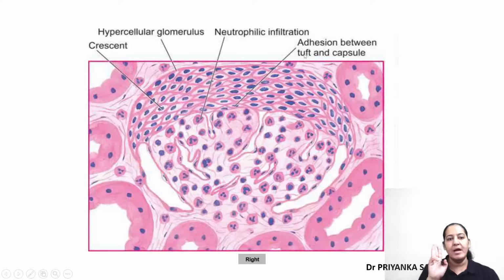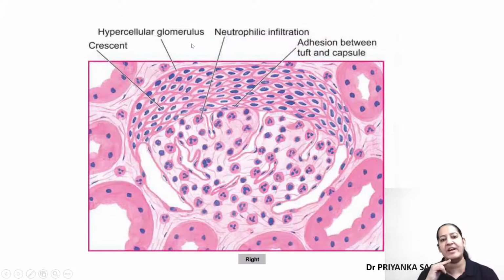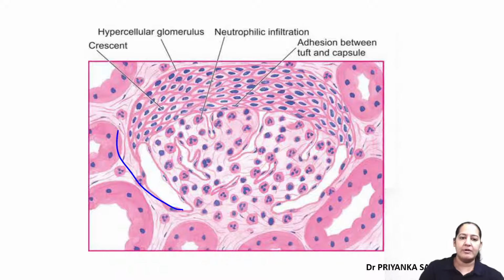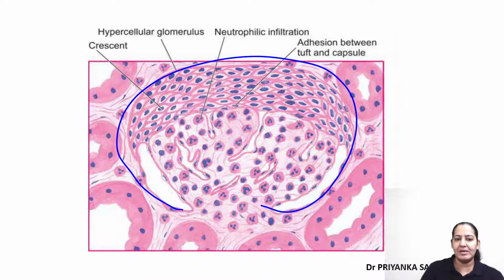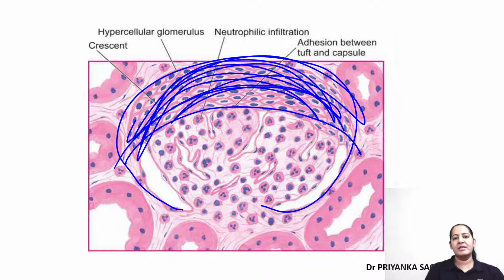RPGN is of 3 types. So light microscopy is the same. This is the summary of light microscopy of RPGN. Coming on the second type of glomerulonephritis, RPGN. In RPGN, you can find there is a glomerulus. Can you see this is the glomerulus? Inside this glomerulus, appreciate the crescent. This is the crescent, right? This crescent is compressing the remaining glomerulus.